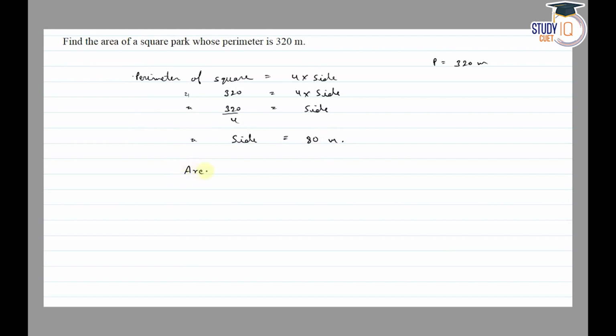So area of a square is equal to side square. Side हमने find out कर ली है 80. So 80 square. So हो जाएगा 6400 meter square. So square whose perimeter is 320 meter, its area is 6400 meter square. Thank you.